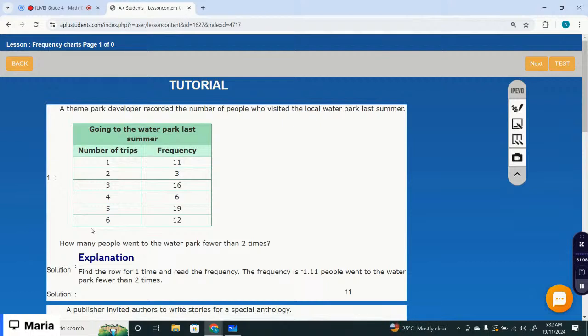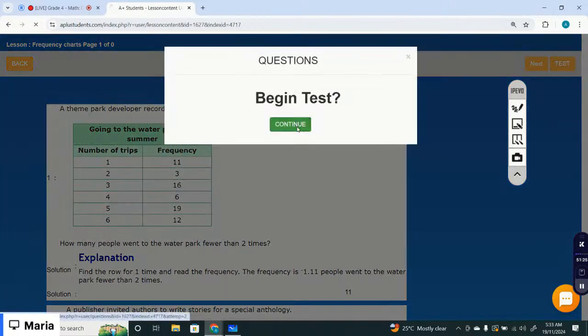Fewer than two times. Fewer than two is only one value, one, right? And the frequency of one is 11. The correct option is 11. Let's just start with the test questions.